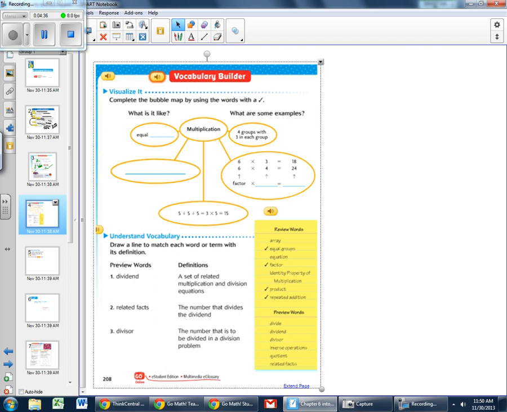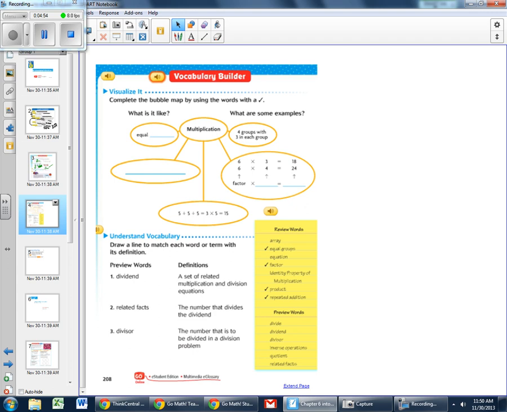And now we are on page 208, looking at our vocabulary builder. It says complete the bubble match by using the words with a check mark. So we're only going to use the words that have these check marks with them. And again, yours isn't going to be as hard to read as mine is because I had to blow mine up to get it on the smartboard.